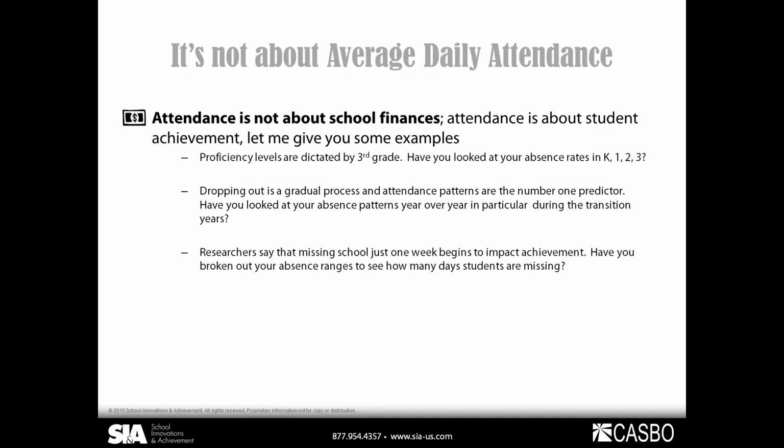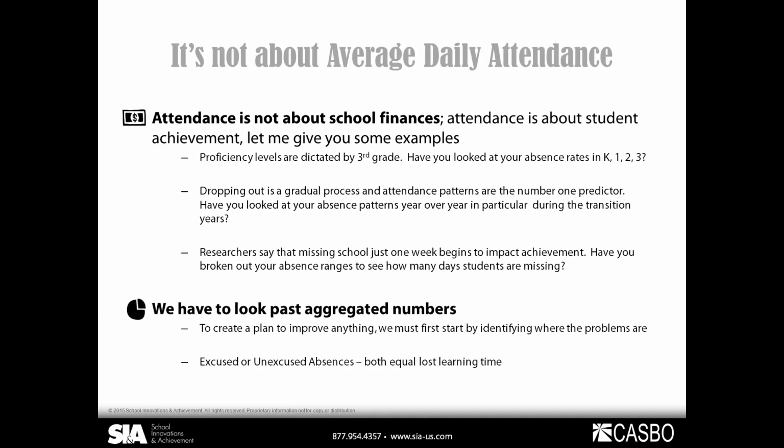We know that dropping out is not a split-second decision. The Bill and Melinda Gates Foundation did an extensive study on this and found that it's a gradual process, that over time students feel that they have been so far behind that they can't catch up and decide to drop out. So are you looking at attendance patterns through the course of their academic career? Are you measuring the cumulative effects of that absenteeism, in particular in the areas of transition years, from moving from elementary to middle and middle to high, where we tend to see large increases in the number of absenteeism?